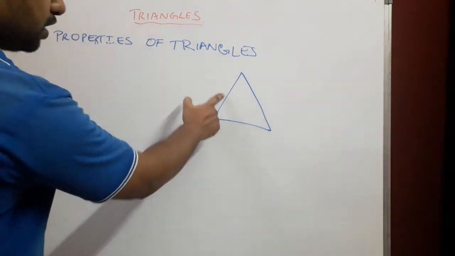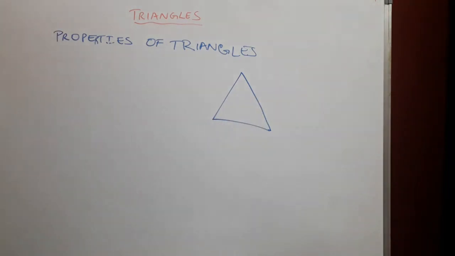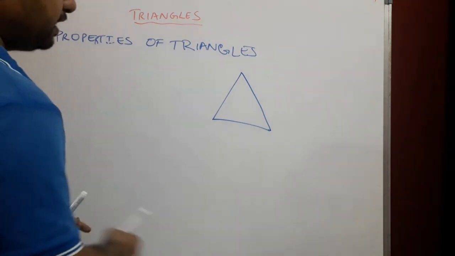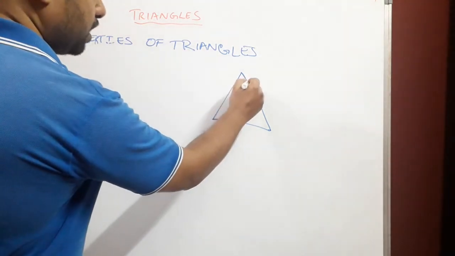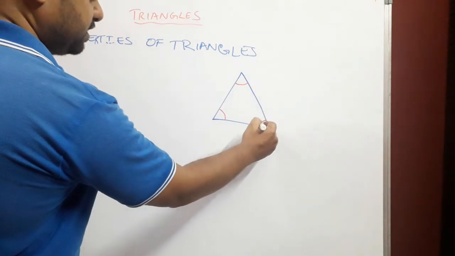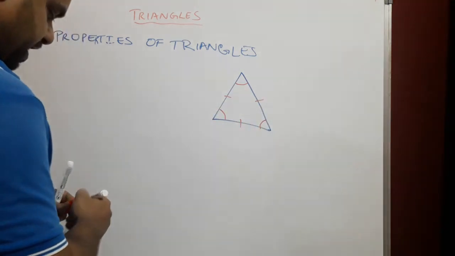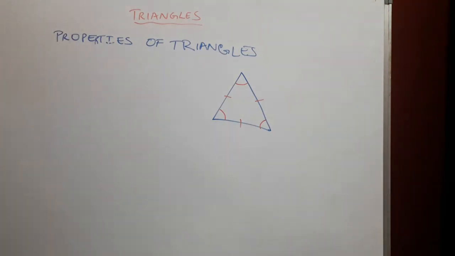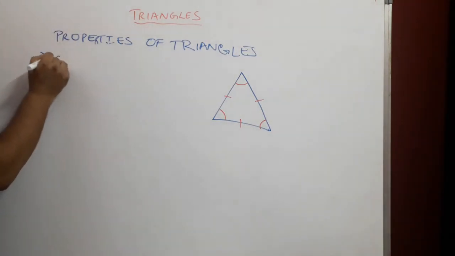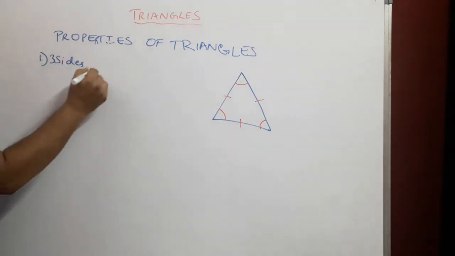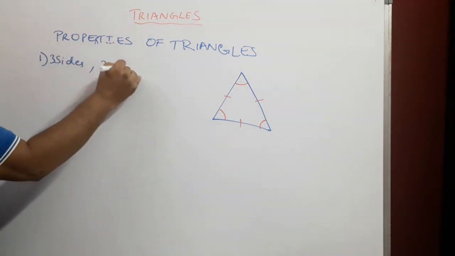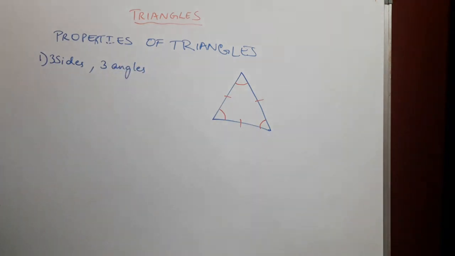There are three sides, 1, 2 and 3. But there is something else. There are three angles as well. Which are they? 1, 2 and 3. So we have three sides and three angles. So a triangle always has three sides and three angles. Any triangle will always have three sides and three angles. This is our first property.